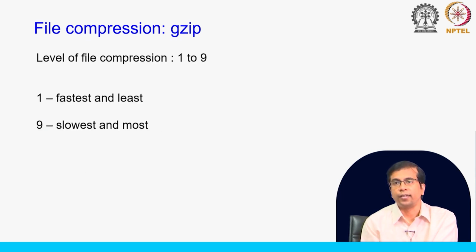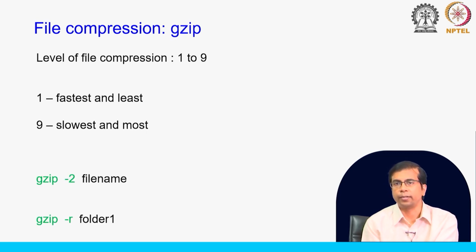The other thing is you can control the level of compression with gzip. Okay. The levels are 1 to 9. 1 is the least compressed, means it will take more space in the hard drive, and it is the fastest. It does not need to compress too much, so it will be very quick, whereas 9 is the slowest and it is the most compressed. So, how do you actually control this level of compression? You say gzip -2 file name. Okay. So, these are the options.